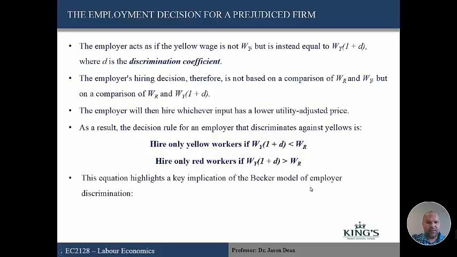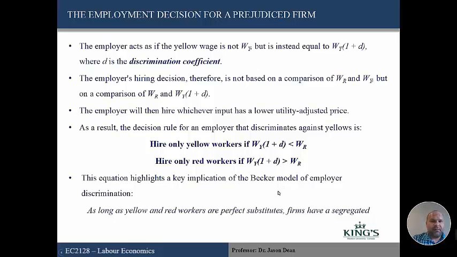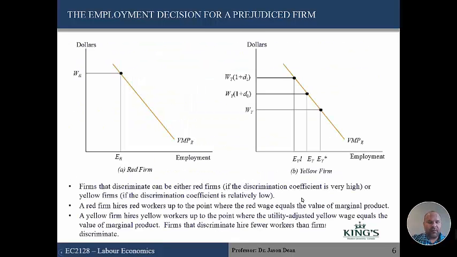And so this highlights a key aspect of the Becker model, which is that if they're perfect substitutes, firms will have a segregated labor force. It's either going to be one or the other. If the wage R is equal to this, then they're going to hire the workers that they're not discriminating against. Okay, so we'll end up with a segregated workforce.